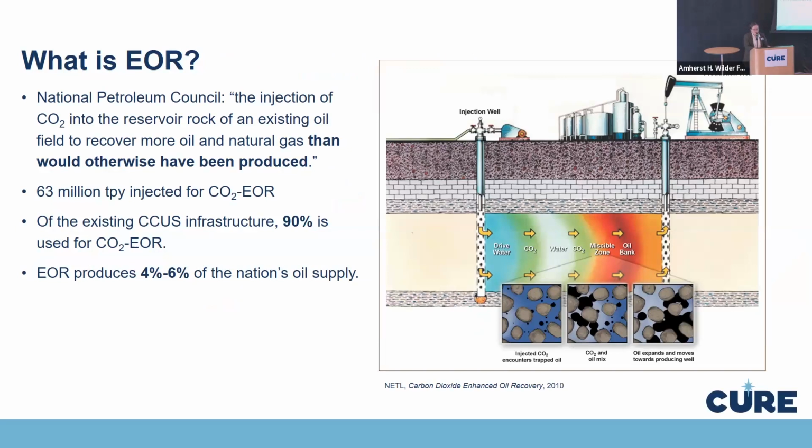So what is this enhanced oil recovery that I keep talking about? Well, the National Petroleum Council helpfully describes it as the injection of CO2 into the reservoir rock of an existing oil field to recover more oil and natural gas than otherwise would have been produced. I want to highlight that, okay? It's more oil and natural gas than would have otherwise been produced. Currently, about 63 million tons per year of CO2 is injected for enhanced oil recovery. And of the existing CO2 infrastructure, about 90% is used for enhanced oil recovery. Enhanced oil recovery also produces 4 to 6% of our nation's oil supply.